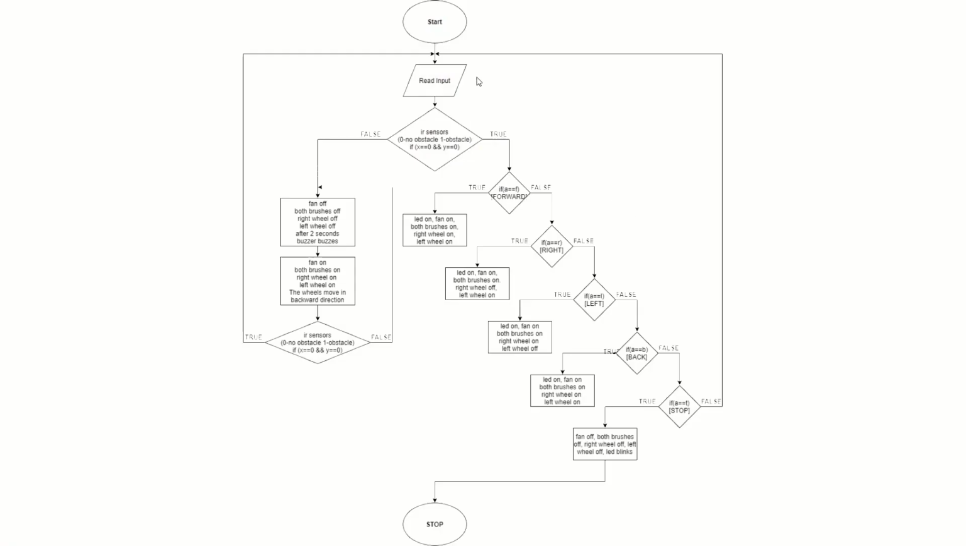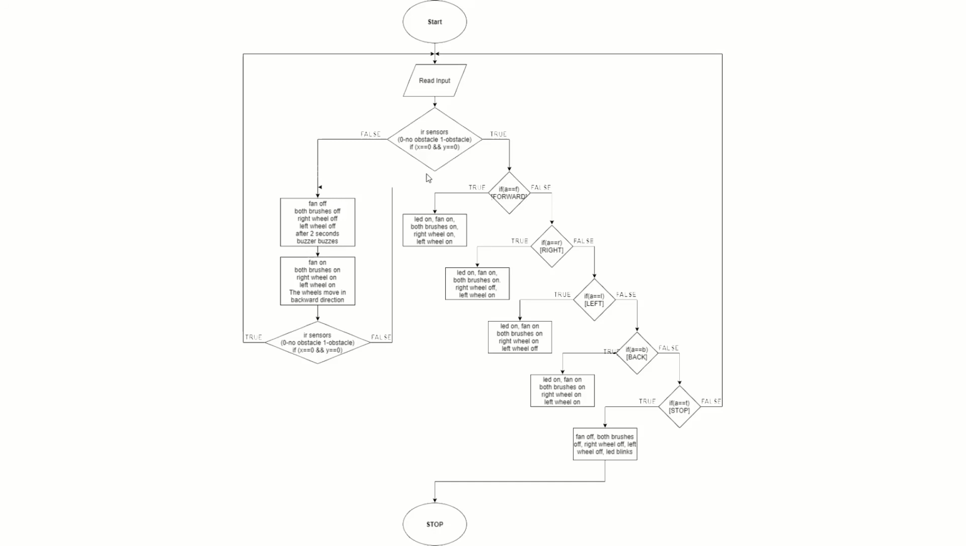Hello everyone, I am Bharat and I will explain the flowchart of our entire system. The process begins by reading an input or command from the user like F to move forward, R to move right, L to move left, B to move back and T to terminate. First, it checks the values of the IR sensors. If the values of both IR sensors are 0 and 0, the condition is true, and it performs one of the following operations. If the entered command does not match any of the given commands, it will again ask the user to enter the command.